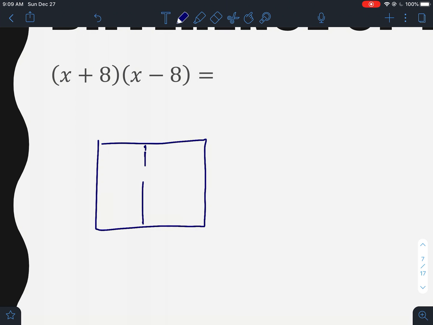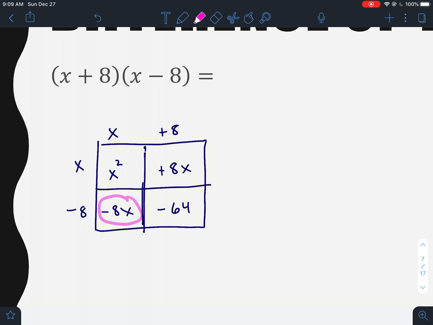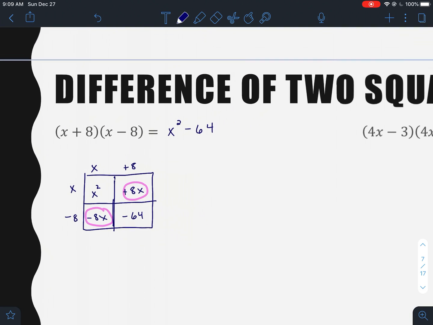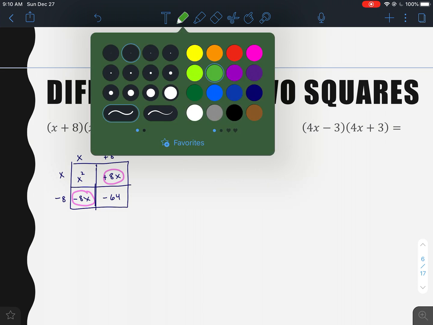Well, let's multiply out x plus 8 times x minus 8. We did this in our last unit when we were multiplying polynomials, but let's look at this again. So x plus 8 times x minus 8. You end up with x squared plus 8x minus 8x and minus 64. And so notice what happens to those two middle terms. Positive 8x and negative 8x will cancel with each other. And so you're just left with x squared minus 64.